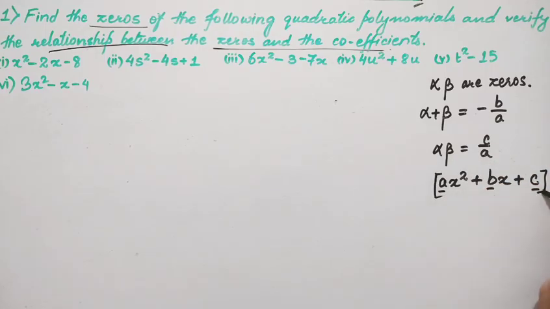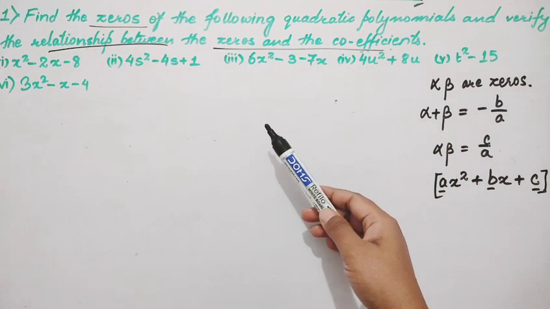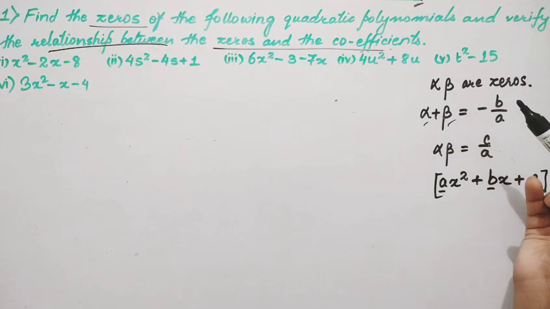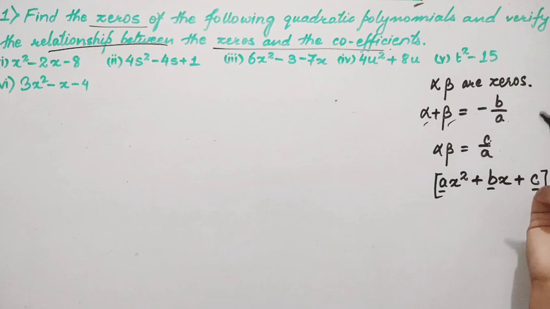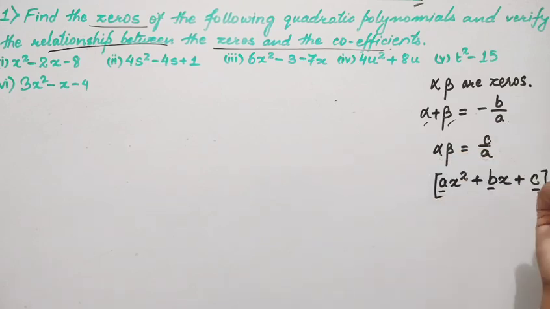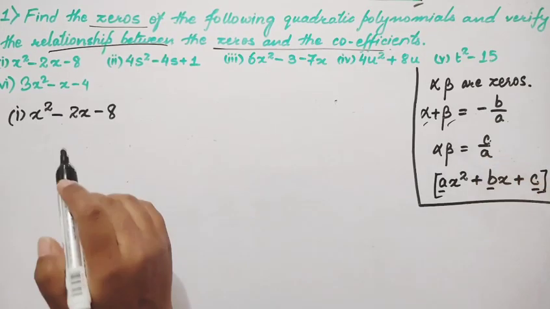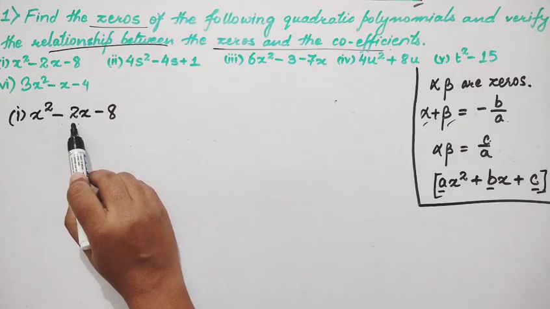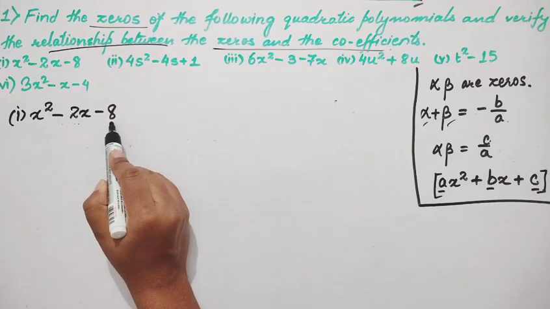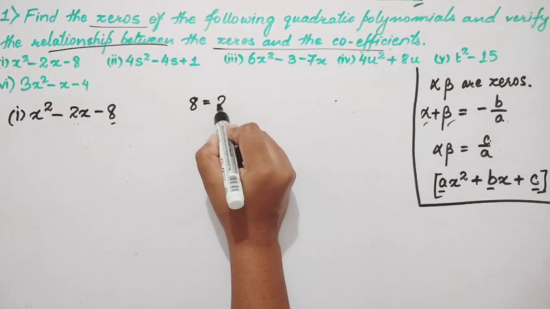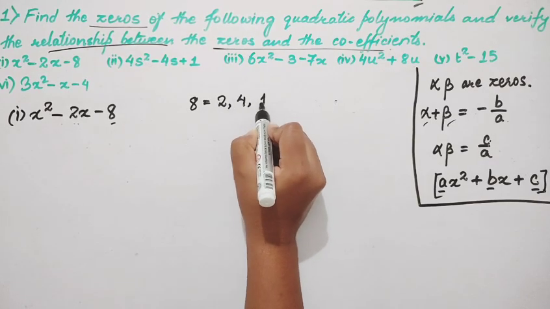So this is the relationship, and when we find zeros in this exercise, those zeros are actually alpha and beta, that is the roots of the equations, and b by a, c by a, these are the coefficients. So first we have to find the zeros and then we have to find the relationship between coefficients and the zeros. To solve this equation, first we have to factorize it by splitting the middle term. How do we do that? We take the last number, that is 8, and find its factors. What are its factors? That is 2, 4 and 1.